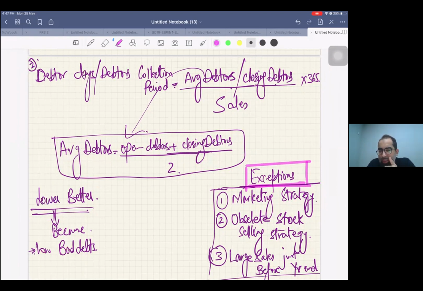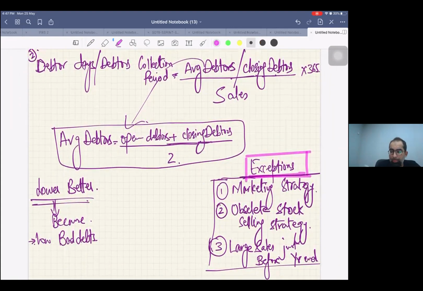It means that if the debtor days of a company are increasing, there is no need to criticize the company. No need to criticize the company if the debtor days are higher because of these reasons, these exceptions. Okay, let's start the exceptions. Number one, marketing strategy.